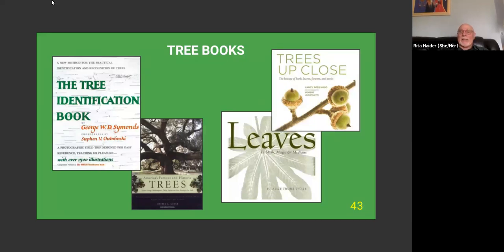And Trees Up Close is a nice coffee table sort of book. On the upper right there, it's got good micro photographs of trees in detail. So that's a really nice one to look at.